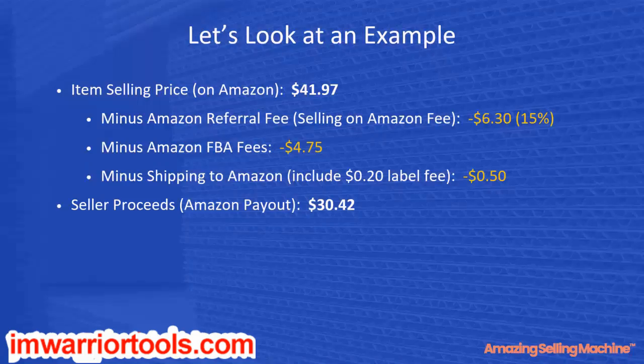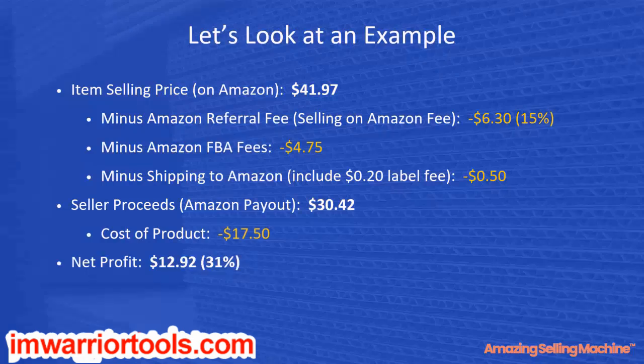Now that's not our profit because we also had to pay to have that product made, and we had to pay to have that product imported. So I include that in what's called the cost of the product. So in this situation, the product cost would be $16.50, and I am calculating an additional $1 per unit to import that. So the total cost of the product is $17.50. So then we would have to take that from what Amazon's paying us, and our net profit is $12.92 per unit, which is a 31% profit margin, which is a very healthy profit margin.